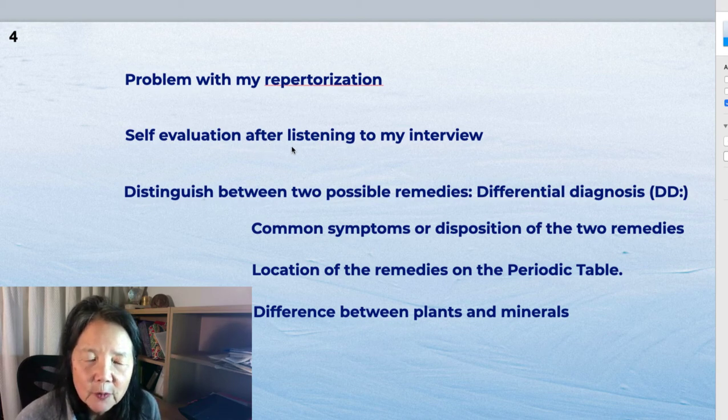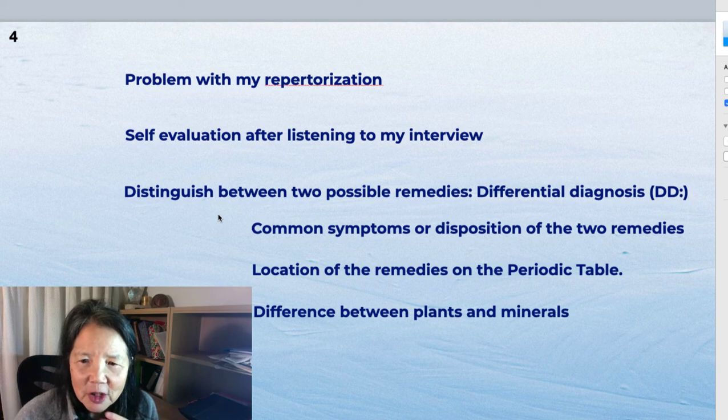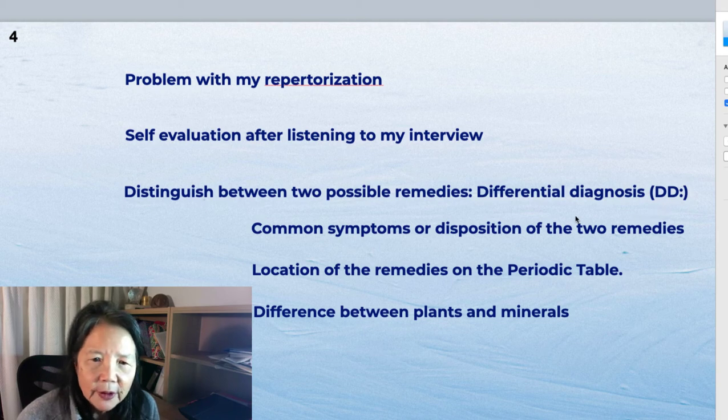This has been very good for me because I got to hear myself talking and how I am talking to my patient, and I wasn't very impressed. And then I'm going to distinguish between two possible remedies. This is called a differential diagnosis, and usually this is how I indicate that I'm doing a differential diagnosis in my notes, because I do it quite often. It's a very common practice.